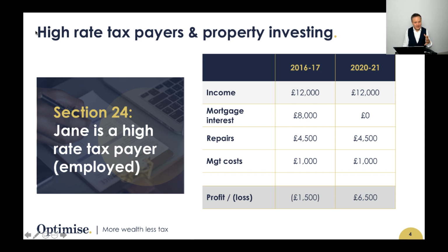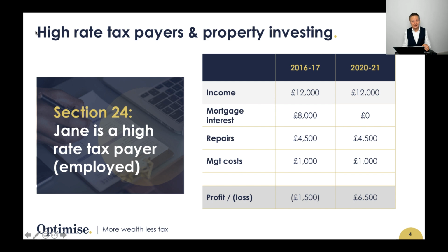I want to talk about being a high rate taxpayer now and investing in property. What's happened and how does it affect your tax position? Well, before 2016-17, the Section 24 mortgage interest relief cap didn't even exist, or it didn't affect your tax position at the time. But if we forward now to 2021, then Section 24 will be in full flow, which basically means you cannot offset your mortgage interest cost against your property income.